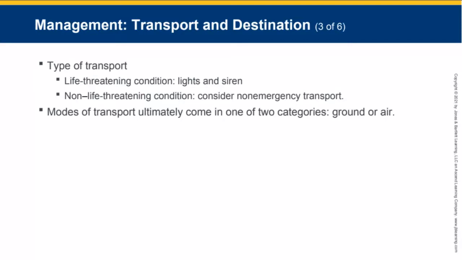Type of transport. Life-threatening conditions require lights and siren. Conditions which are considered non-life-threatening, you consider non-emergency transport, so without lights and siren. This makes sense because it's only a few minutes delayed when compared to when lights and siren are used. The modes of transport ultimately come in one of two categories, ground or air.